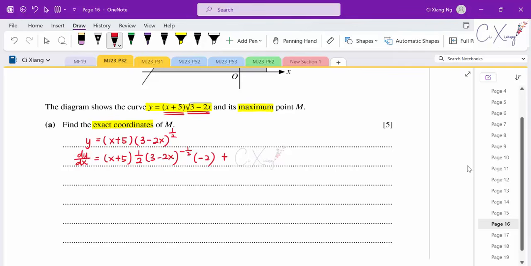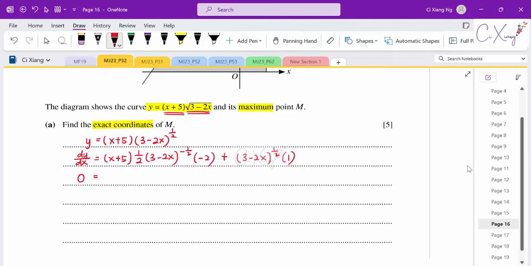Now you want to do it the other way around, where you copy the second bracket, then you differentiate the first bracket. Differentiate x plus 5. What do you get? You'll get a 1, right? Okay, then this is what we have after the differentiation. So to find out the x coordinate or maybe the y coordinate for point M, you will need to let dy dx equals to 0.